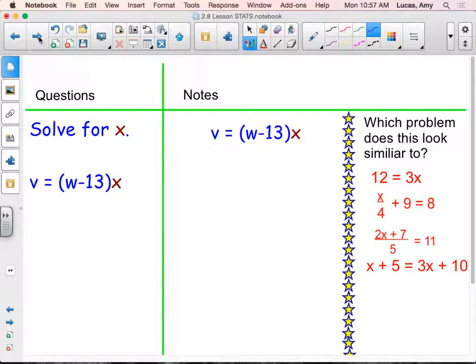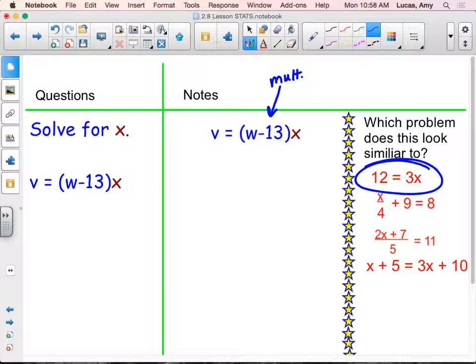The next one. This problem looks tricky because it has parentheses. You probably look at it and you want to distribute, but we're not going to distribute. We're solving for x. So I want you to recognize where the x is. It's being multiplied by w minus 13. So it's really just like this top equation here.